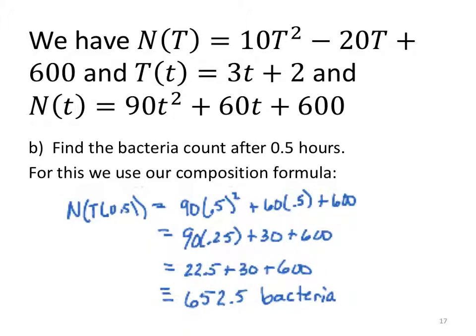A quarter of 90, well, we know that half of 90 is 45. Half of 45 again, right, because a quarter, is 22.5. We don't need a calculator. Plus 30 plus 600. That is 652.5 bacteria after half an hour leaving the food out of refrigeration. Gross.